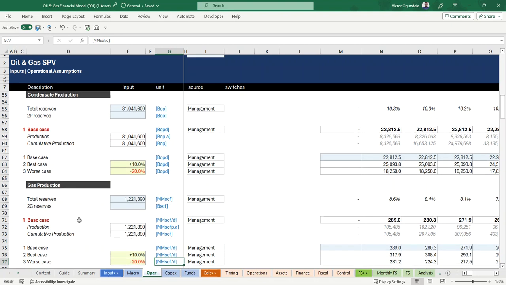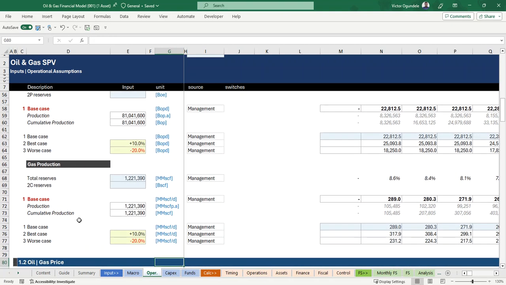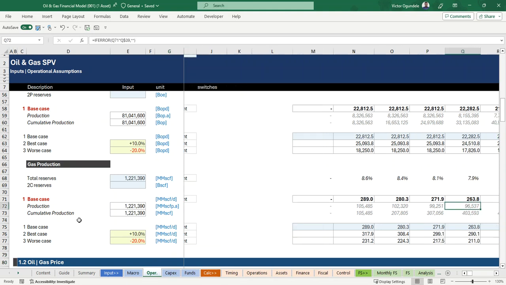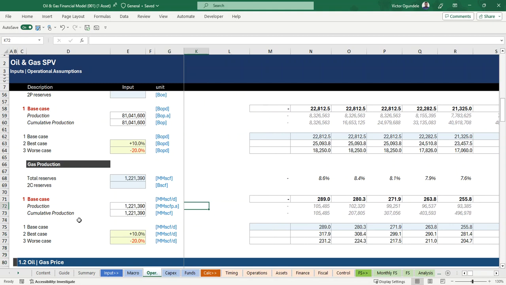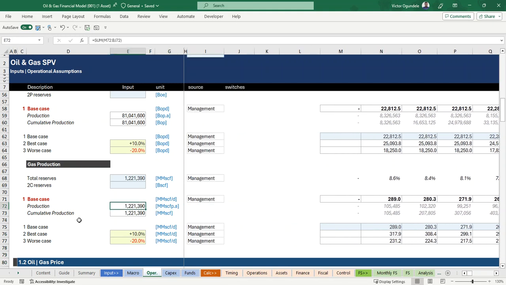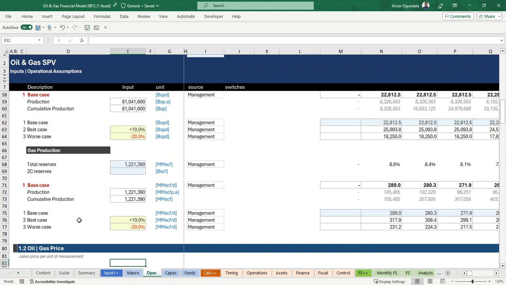Then we also have the same thing for the gas production: available reserves, the scenarios, and how they are going to make use of that reserve. For the total oil, they expect to use up everything as well. As I said, there are scenarios where the business will still have more reserves beyond your forecast period. So that's for the production.